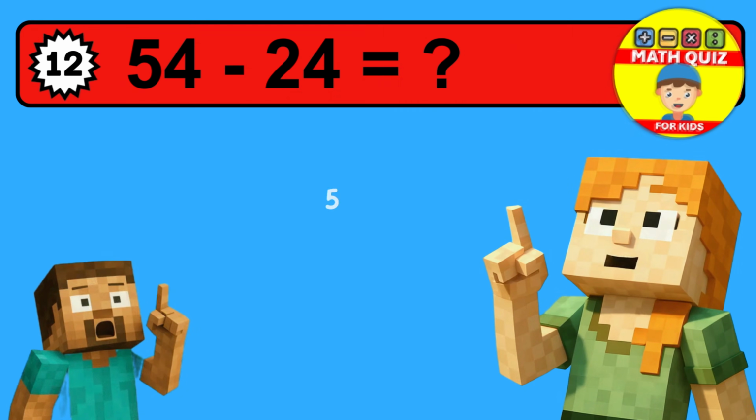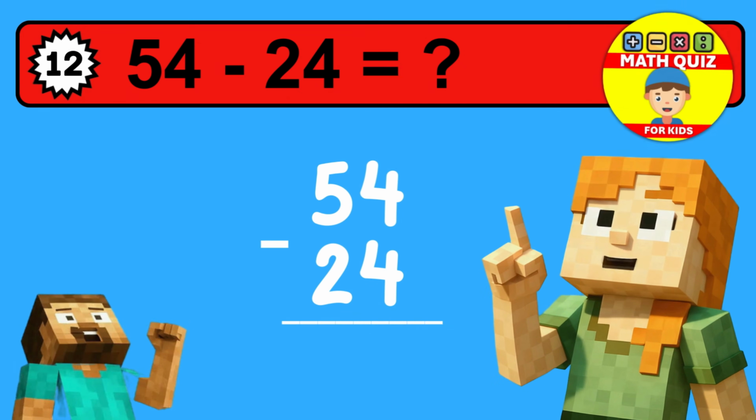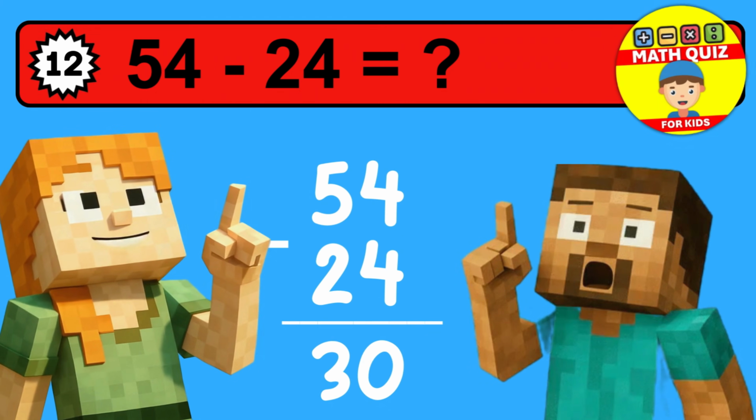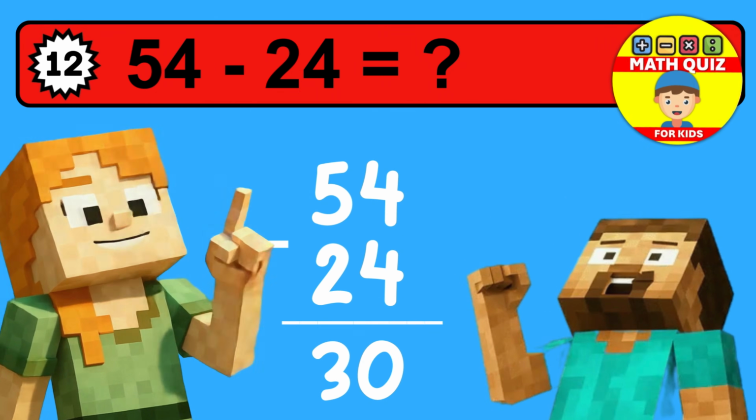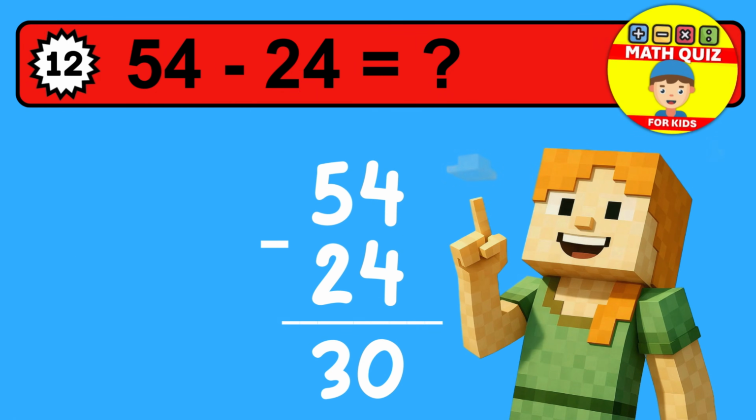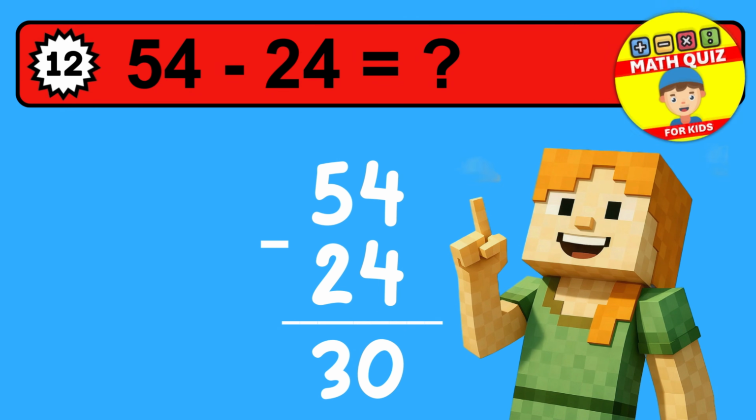Let's solve this step by step. We start with the units. 4 minus 4 is 0. Then we go to the tens. 5 minus 2 is 3. The final answer is 30.